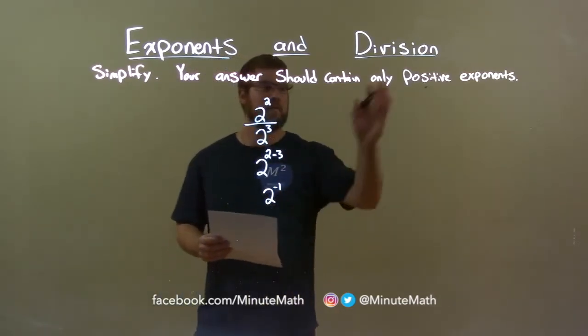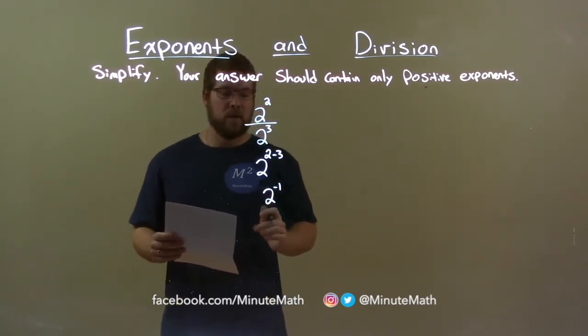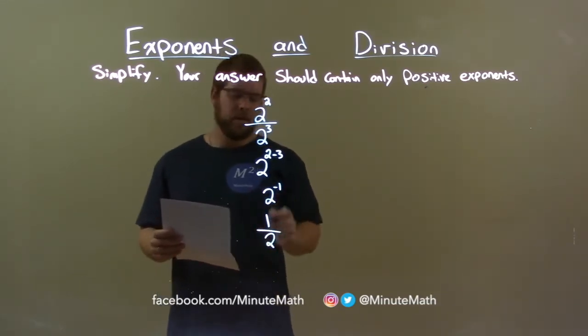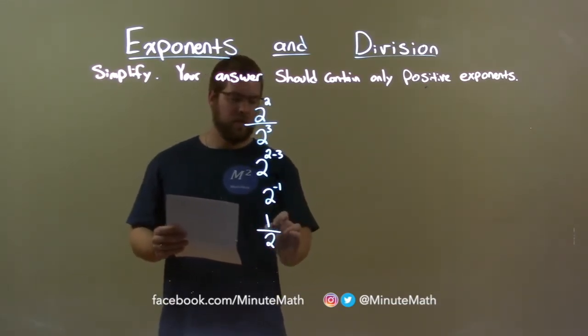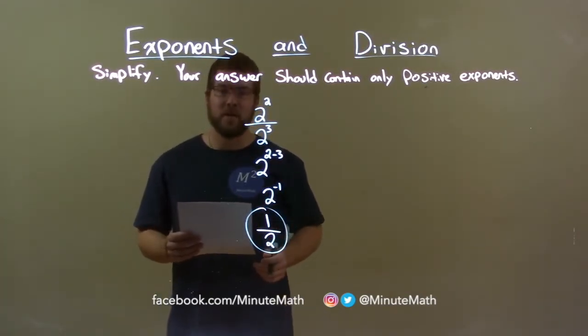Now they told us our answer should only contain positive exponents, so we can write that in our denominator here. So we have 1 over 2 to the positive 1 power, right? But we don't need to write that positive 1 power, we can just leave it blank there. So it's just 1 over 2, and that is our final answer.